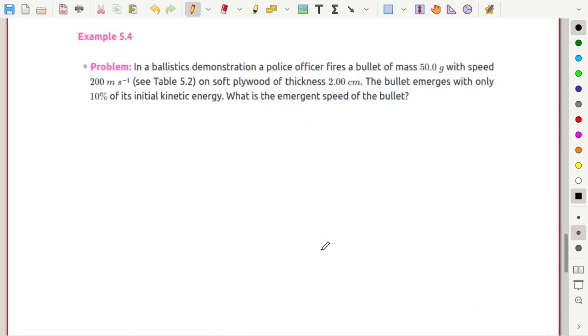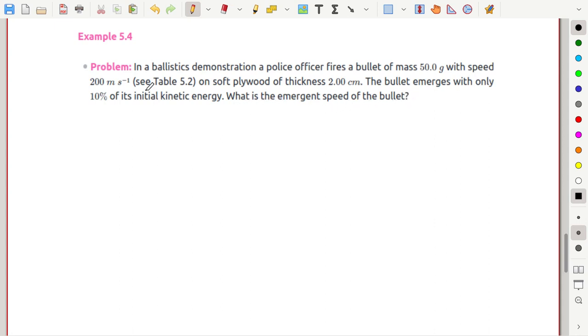So next we move on to example problem 5.4. This is also a book problem. So the question is as follows. In a ballistic demonstration, a police officer fires a bullet of mass 50 grams with a speed of 200 meters per second on a soft plywood of thickness 2 centimeters. The bullet emerges with only 10% of its initial kinetic energy. What is the emergent speed of the bullet?